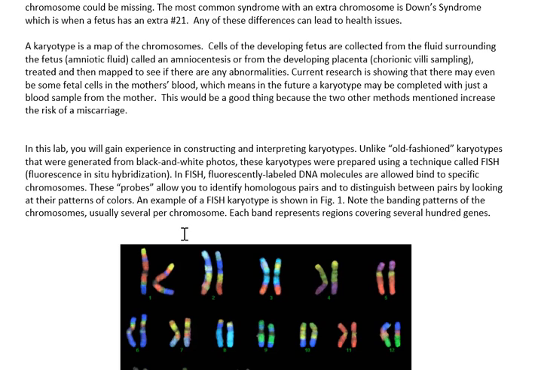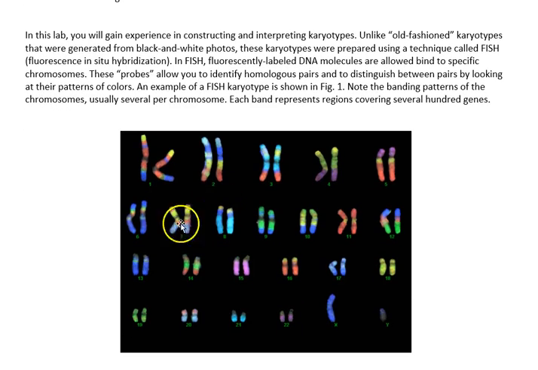So a karyotype again is a map of chromosomes. This is just showing you what a colored version looks like. Usually when you see pictures, the next pictures are black and white. These chromosomes contain genes, and these are color coding. The genes are genetic sequences within the chromosomes.